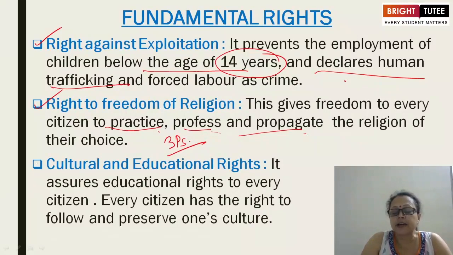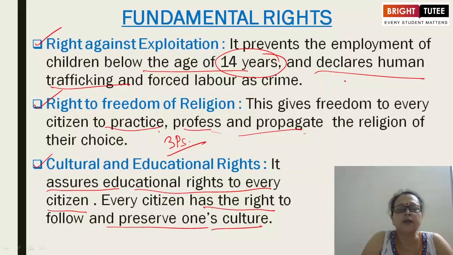Cultural and educational rights. This assures educational rights to every citizen. Every citizen has the right to follow and preserve their own culture. This comes under the fundamental rights. Every citizen can assure educational rights. The government, no one, can deny this facility to any citizen.